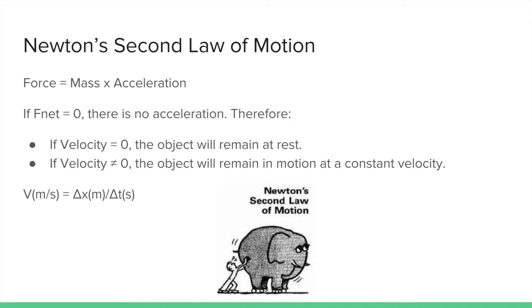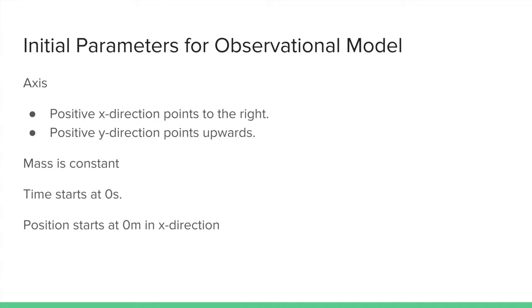First, I will explain Newton's second law of motion. The equation for Newton's second law is force equals mass times acceleration. However, if there is no net force, there is no acceleration. If this is the case, if velocity equals 0, the object will remain at rest, and if velocity does not equal 0, the object will remain in motion at a constant velocity. At the bottom, I have the equation for velocity in meters a second, which equals change in position in meters over change in time in seconds.